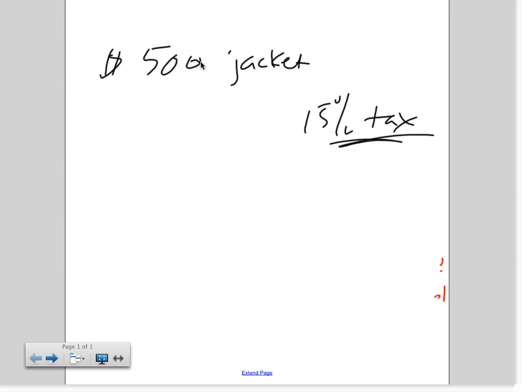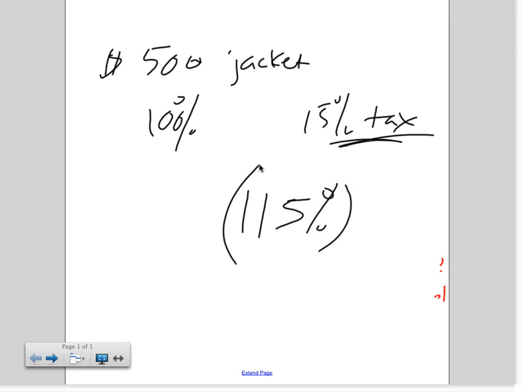First of all, consider this $500 jacket. If you're going to be paying $500, you are paying the full price, which is 100% of the price. We agree on that part? So this $500 is actually 100% of the price. And since we have tax, how much of it in percent are you paying? 15%. Thank you very much. You are actually paying 115% because you have to pay tax as well. Is that true?